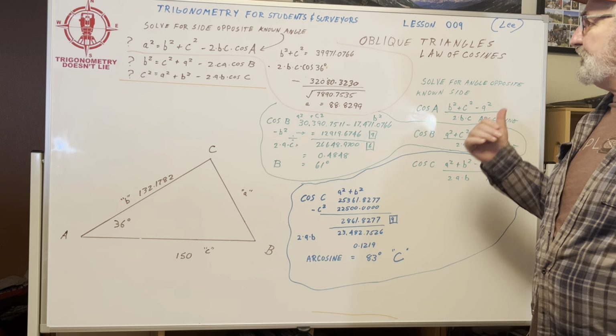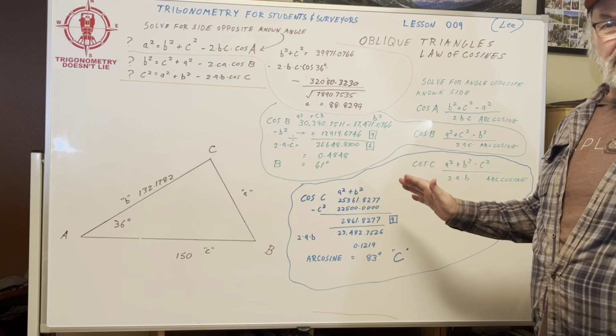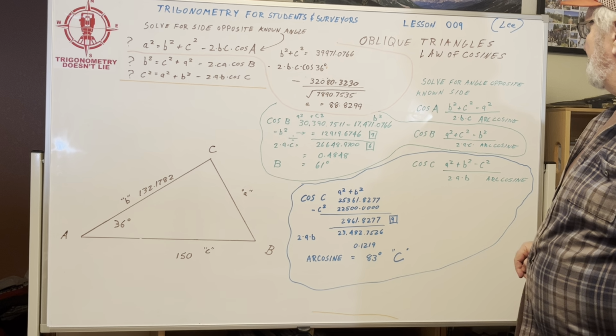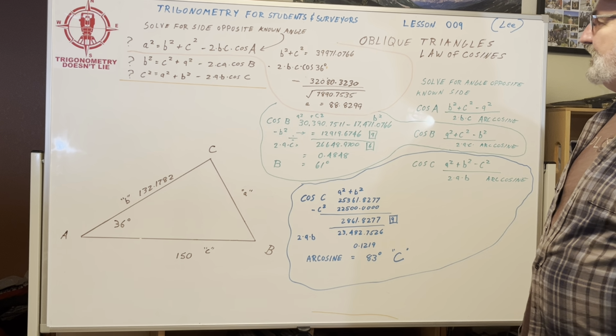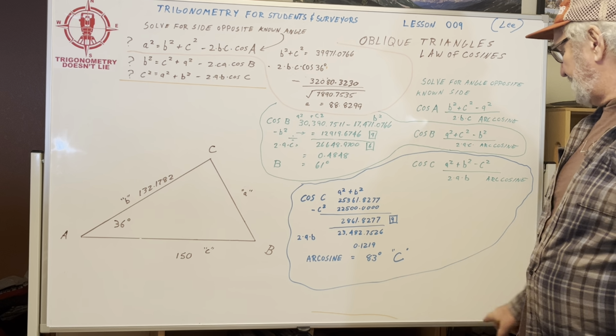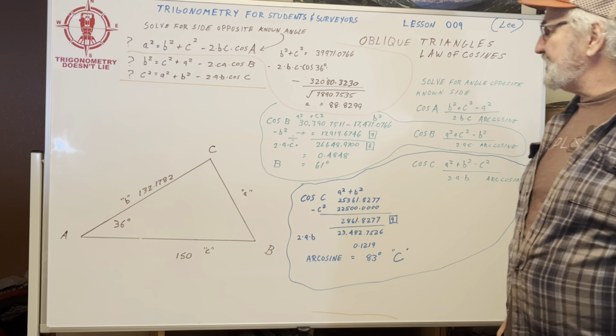We're going to continue with oblique triangles, solving them, law of cosines, law of sines. There's side-side-angle, angle-angle-side, side-side-side. Some of that's on the other side of my board, so we'll be flipping this board. Let's get right into it.